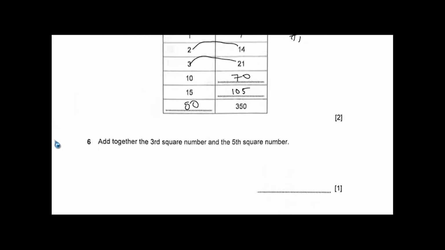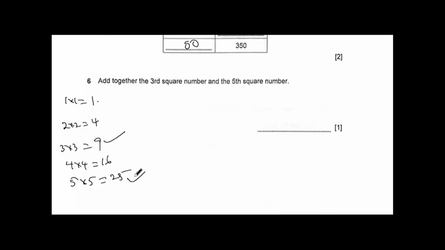So let's scroll down. Add together the third square number and the fifth square number. Don't forget that square numbers are got by multiplying an integer by itself. So the first one will be 1 by 1, 1. So 1 is the first square number. 2 by 2, 4. 3 by 3, 9. 4 by 4, 16. 5 by 5, 25. So this is the third square number, and this is the fifth square number. So we want to add them together.